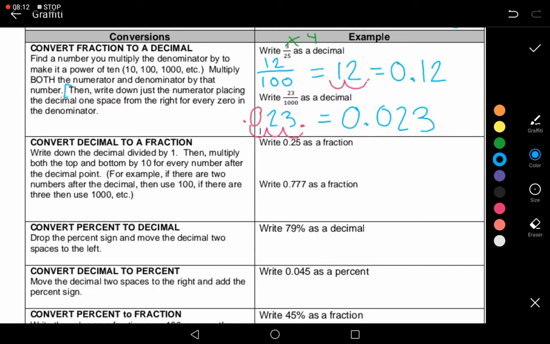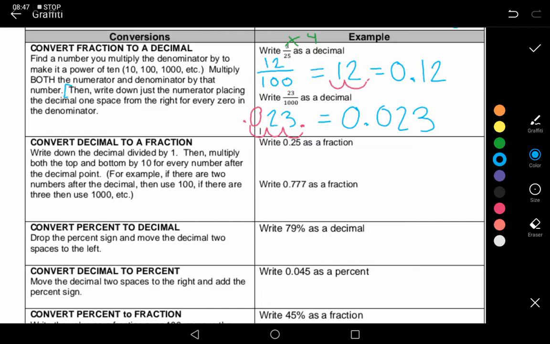All right, now let's look at converting decimals to fractions, so going the other way. So in order to do this, we need to write down the decimal divided by 1, then multiply both the top and bottom by 10 for every number after the decimal point. So for example, if there are 2 numbers after the decimal, then use 100. If there are 3, then use 1,000, etc.